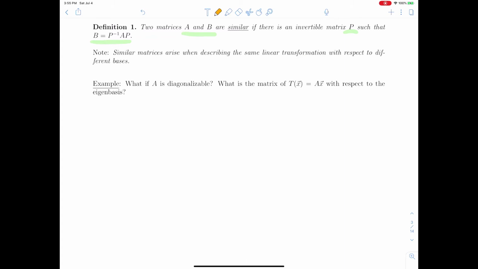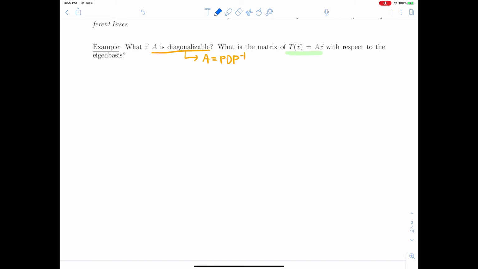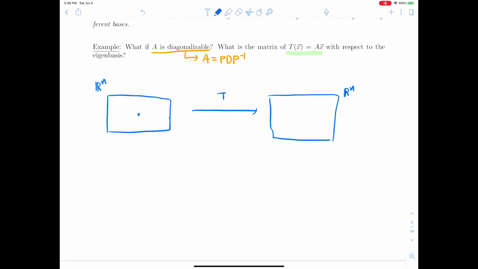So let us see what happens when A is diagonalizable, in other words, A is similar to a diagonal matrix. Let's see what the matrix of T is with respect to the eigenbasis. Basically, T is a map from Rn to Rn that sends a point x to A times x. Then you can certainly apply this, so let B be the set of eigenvectors for the given matrix A.